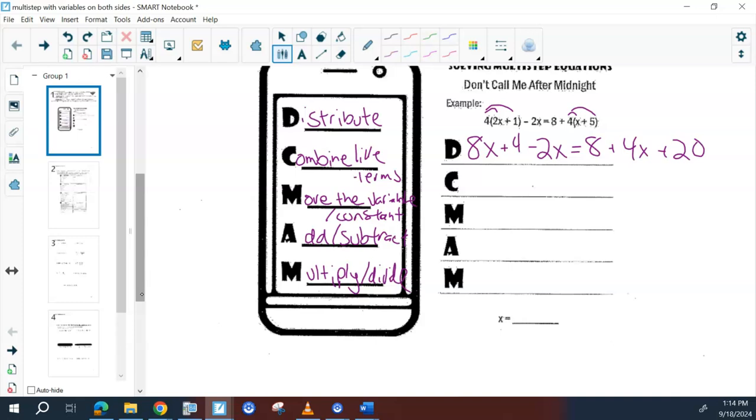Then we're going to combine like terms on the same side. So we see a bunch of x's and a bunch of constants, but we're not going to add and subtract all of them together. Whatever is on the same side, I can combine. So on this side, that would be what? 8x minus 2x. And then on the right, what could I combine over there? 8 and 20, yes. So only those on the same side can be combined. So 8 minus 2 will give us 6x. 8 plus 20 will give us 28. Bring everything else down.